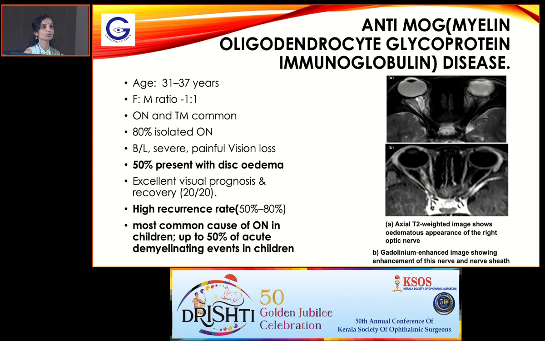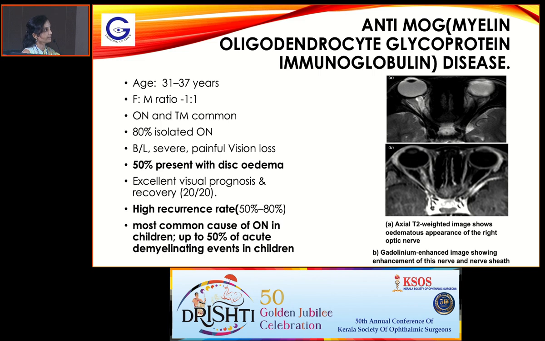Here, the age group is a little different. So the MS patients are typically 20 to 40 years. MOG usually affects the age of 31 to 37 years. More or less similar male-female, whereas the MS affects females more. Here again, there is more of disc edema or papillitis-like presentation rather than a retrobulbar neuritis presentation.